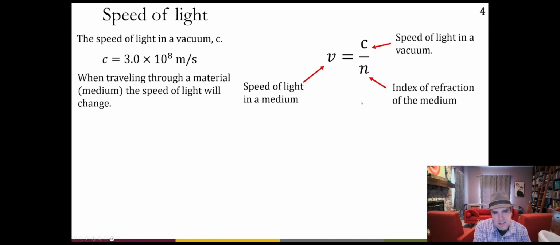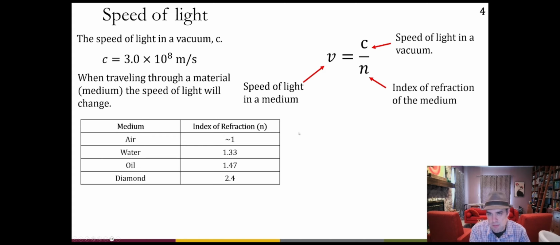Now, this dictates a lot of different properties of a material, and one of them is how fast light travels in that material. Here's a table of different indexes of refraction. So for water, it's 1.33, oil, 1.47, diamond, 2.4. Now for air, I say it's approximately 1 because air is mostly a vacuum. Now, it is slightly larger than 1, but in this class, we're just going to use 1 for the index of refraction of air.